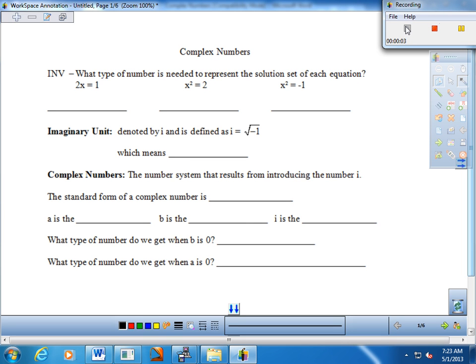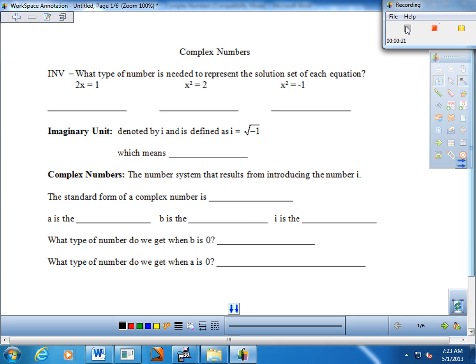Welcome. Today's notes worksheet is entitled Complex Numbers. We'll begin by developing some ideas with complex numbers, and then we'll do a variety of examples dealing with the operations of complex numbers, and then we'll probably end the lesson solving a few equations where the solution set is in the complex number system.